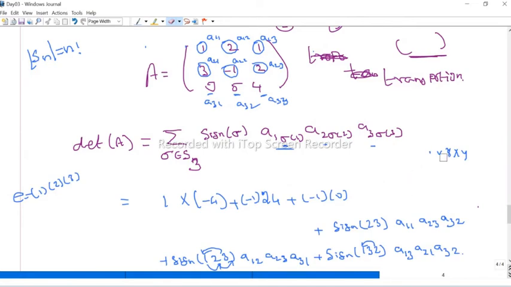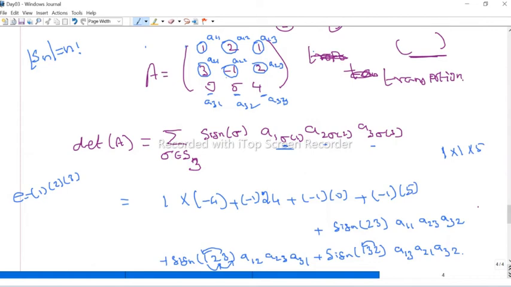Now this term, again sign of 2 3. The permutation sign is an odd permutation, therefore sign is minus 1. And the value of A11 is 1, A23 value is 1, A32 value is 5. Therefore 1 into 5 is 5, with the sign, minus 5. Okay, we did this part.